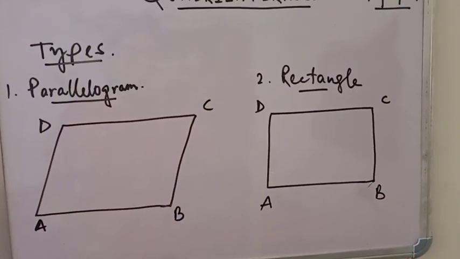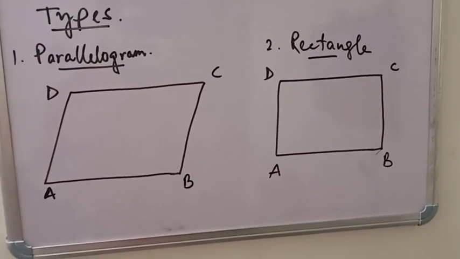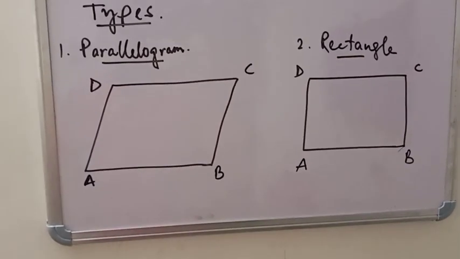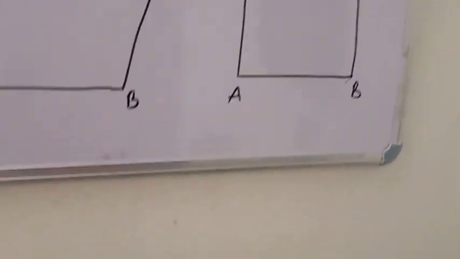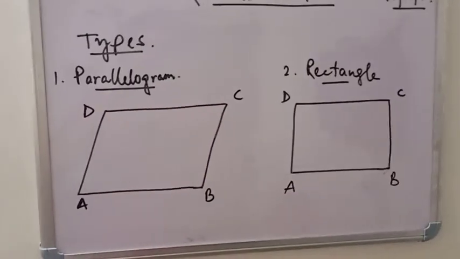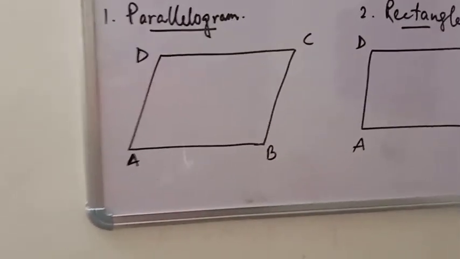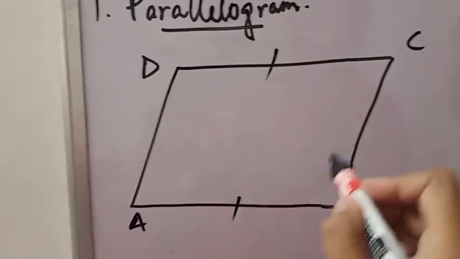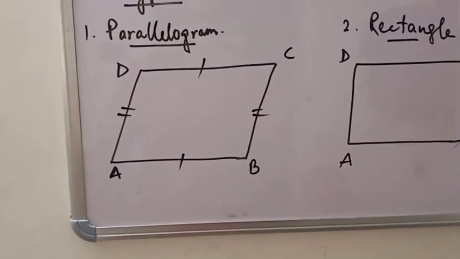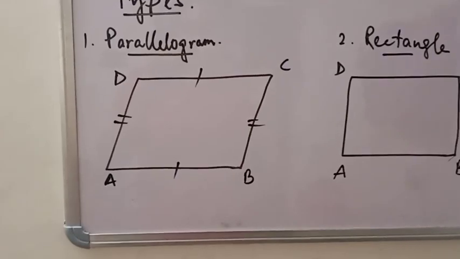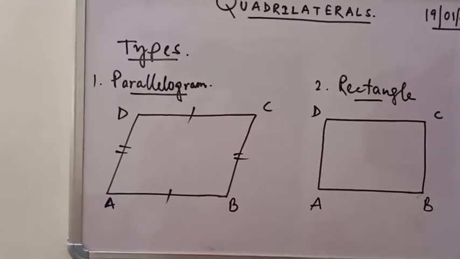Now see the types of quadrilateral. First and second, parallelogram and rectangle. So what is a parallelogram? A quadrilateral is called a parallelogram if opposite sides are parallel. That means AB is parallel to CD and BC is parallel to AD. So parallelogram means the opposite sides are parallel.